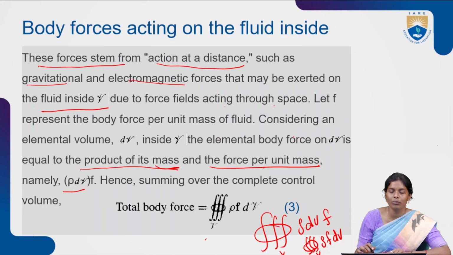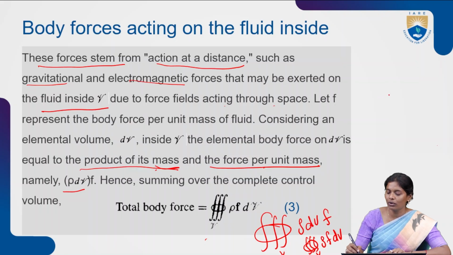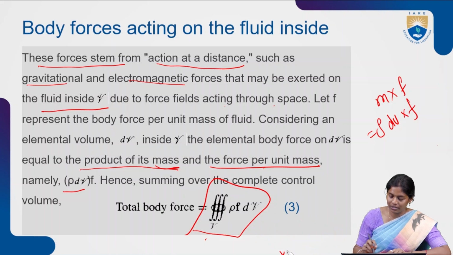Inside V, the elemental body force on dV is equal to the product of mass and force, so M into F. This mass M we write in terms of rho into dV, so rho dV into F. This is for a single element. If we take the entire control volume, then we get the volume integral when considering the entire body.